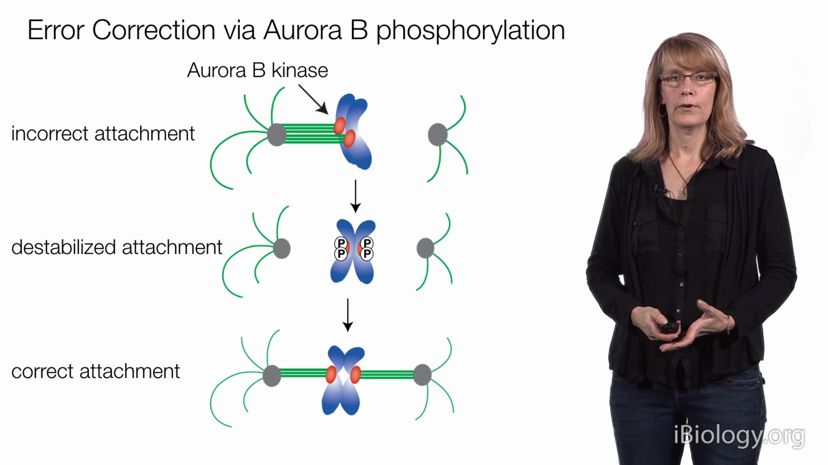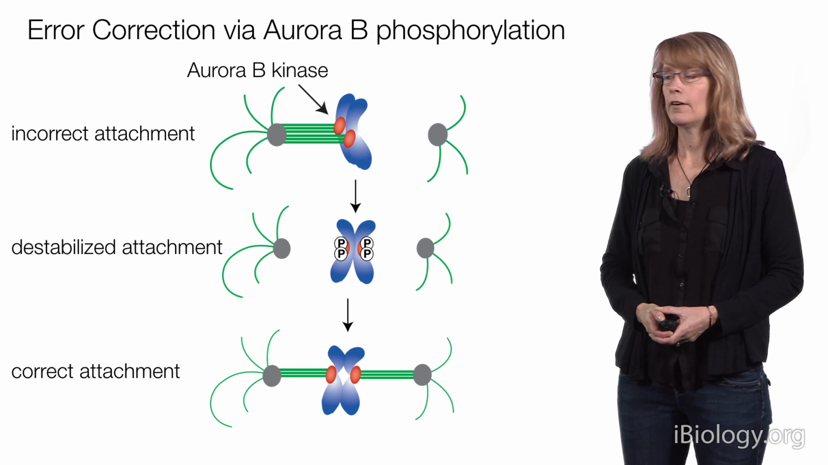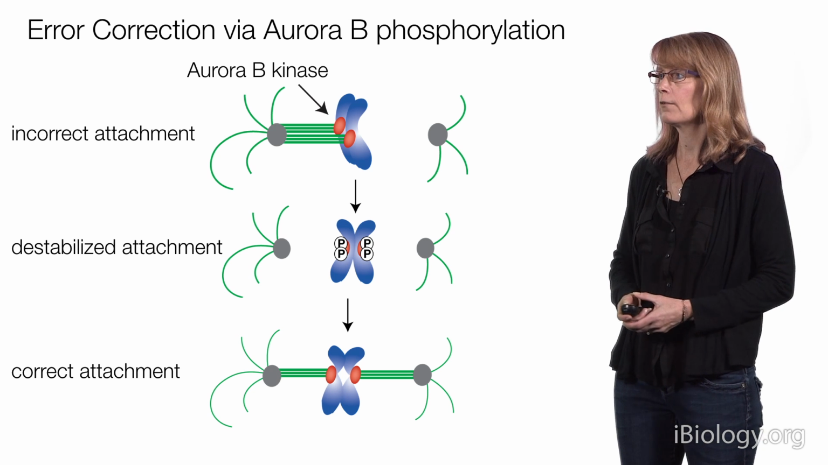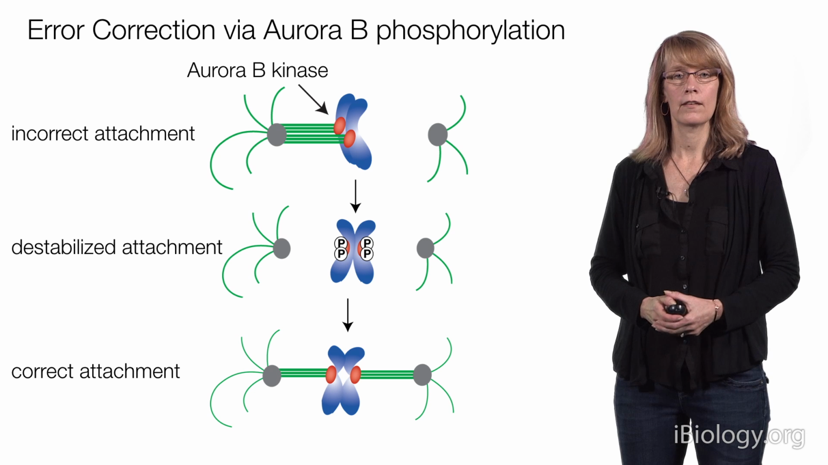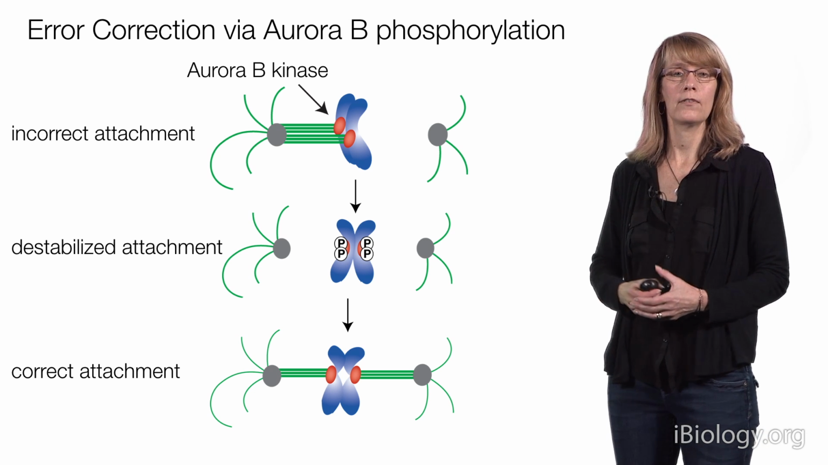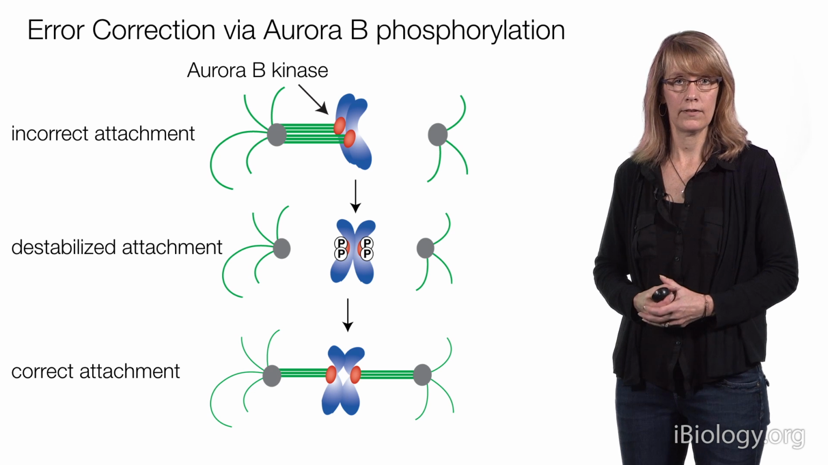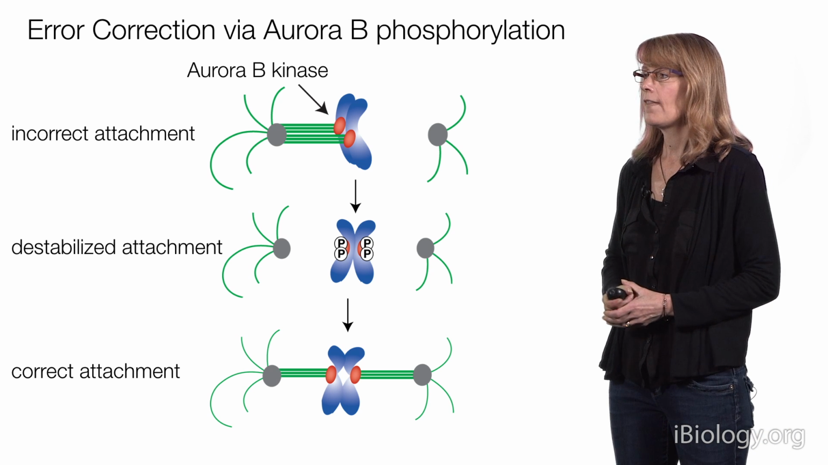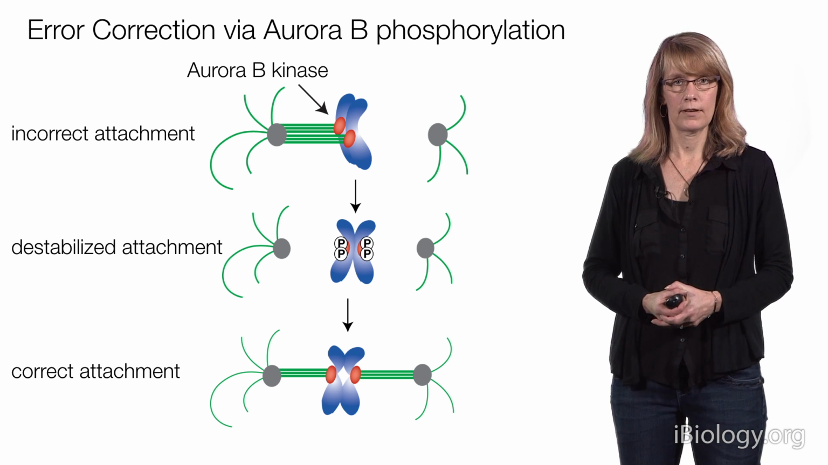are turned over to give the cell a chance to make the proper attachment again. When we started this work, the major mechanism known of error correction is via Aurora B phosphorylation. The idea here is that the Aurora B kinase recognizes incorrect attachments. It then phosphorylates kinetochore proteins such as the NDC80 and DAM1 proteins that I told you at the beginning are major microtubule binding elements in the kinetochore. And that gives the cell a chance to make the correct attachment again.